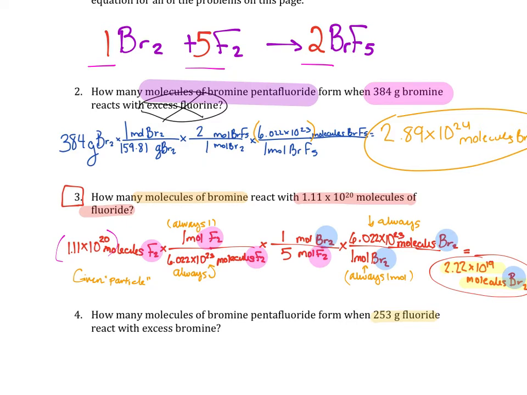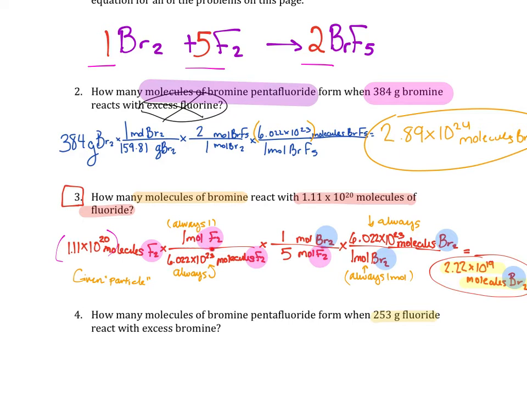Okay, so we have 1.11 times 10 to the 20th molecules, because that's what they listed here. And you want to write what they actually have. So don't put like atoms or something. Even though they mean the same thing, you want to write what they actually have, of fluorine.